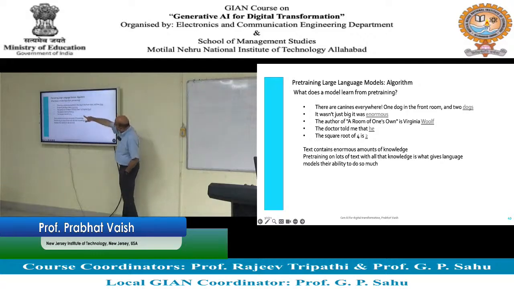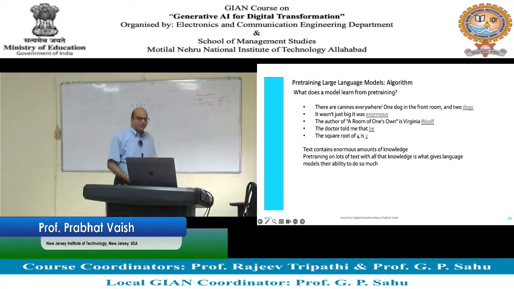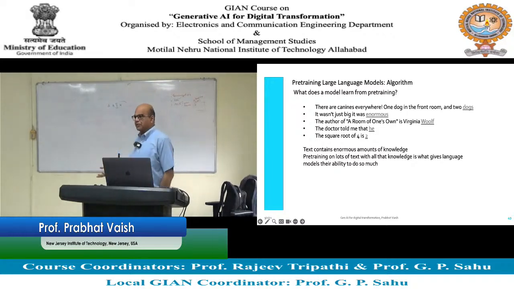Where we have an issue, the doctor told me that there's a bias. It always thinks that the doctor is a male character. Right? We're going to talk about this next week. Square root of 4 is 2. It's not computing. It cannot compute. But it has seen it so many times that it says square root of 4 is 2.